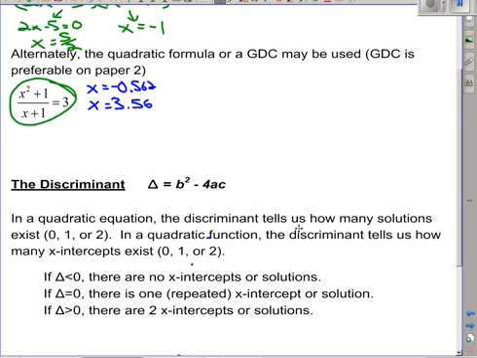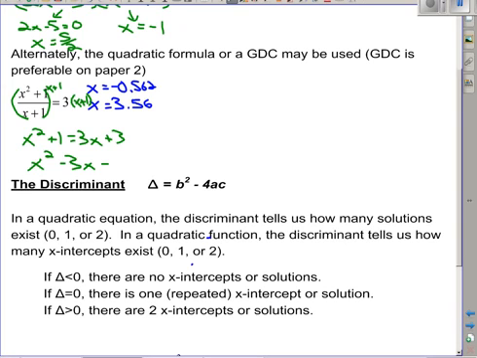Okay, now you might be saying, hold on now, that's not exact. I really want to do the exact version. Great, let's do it then. We could get rid of our x plus 1 on the bottom by multiplying both sides by x plus 1. That'll give us x squared plus 1 equals 3x plus 3. Move it over.